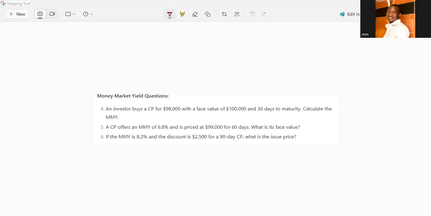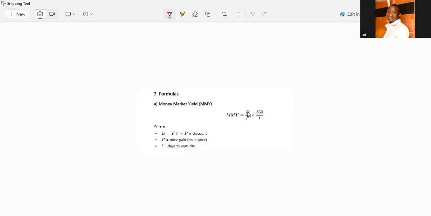So the formula for money market yield is given as follows. Money market yield is given by the discount over the issue price times 360 over time. That is the formula for a money market yield. That is the formula that we use for money market yield.